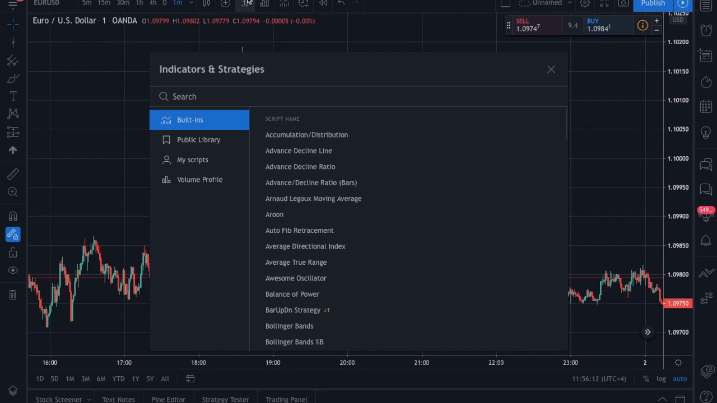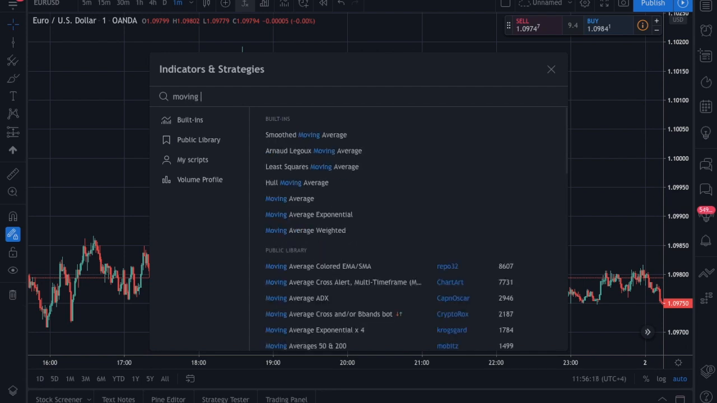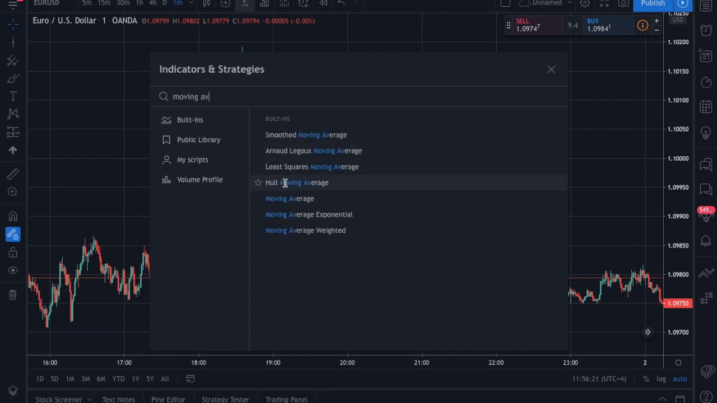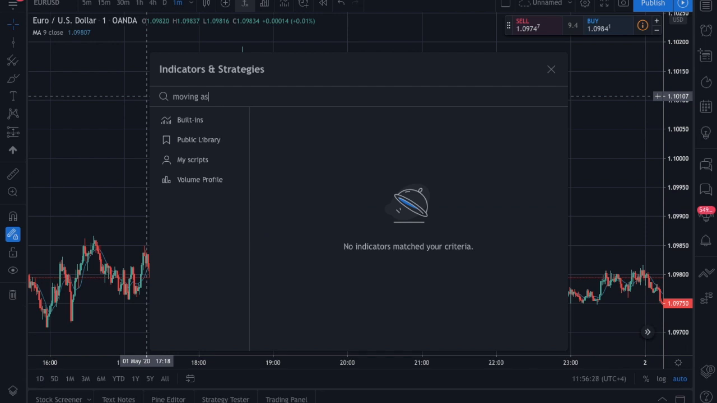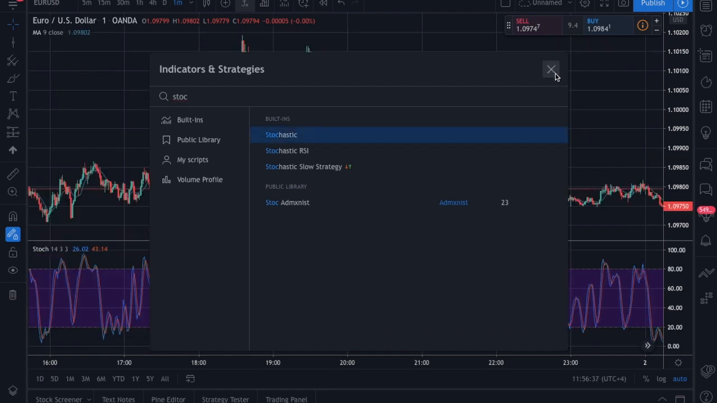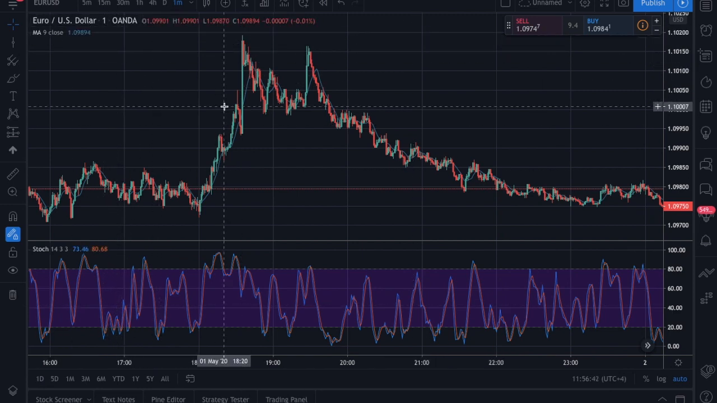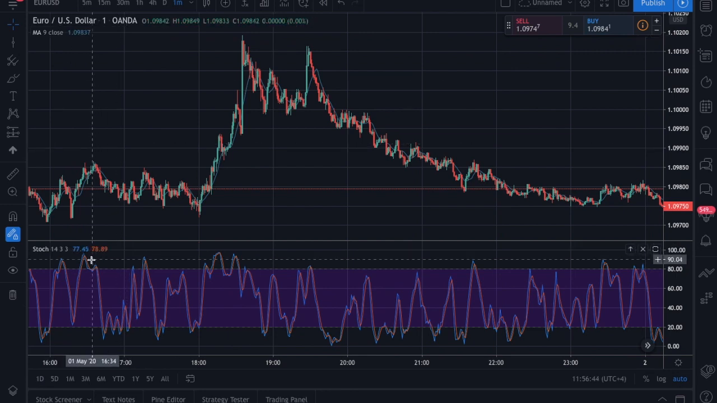So guys, let me show you how to add the indicators. You come here on the sign and you search moving average. You click on this moving average, and the next one is stochastic, STO. Okay, this one. This is the stochastic. So we need these two, the line of moving average and stochastic.